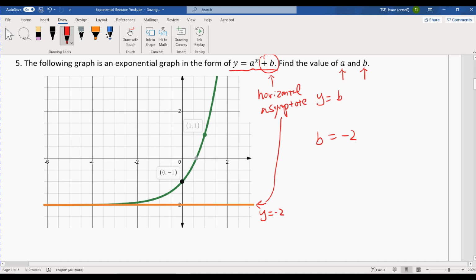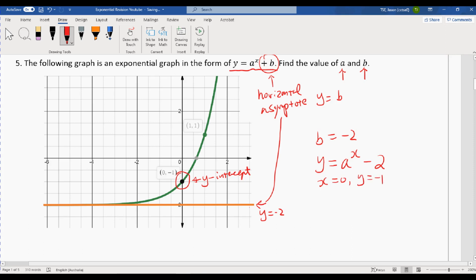Before we find the value for a, let's rewrite the equation now because we've found b. So let's rewrite the equation into y equals a to the power x minus 2, right? So how can we find the value of a using the information? Normally the easiest point you could get is the y-intercept. So this is a y-intercept. You have x equals 0, then y equals minus 1.